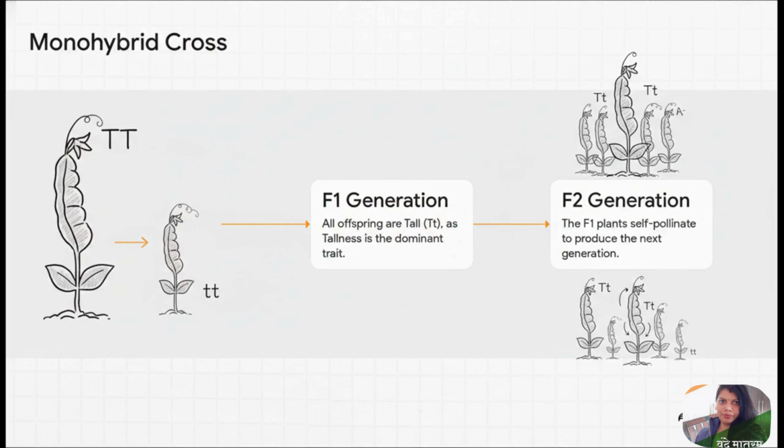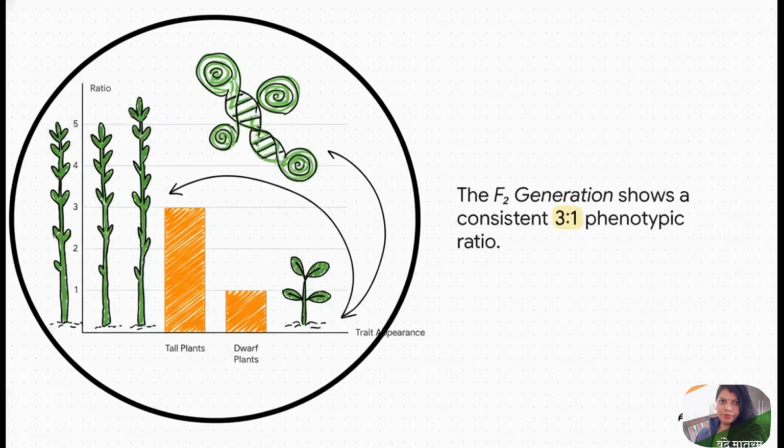The result in this first generation, the F1 generation, was unexpected. Every single one of the offspring was tall. Not kinda tall, not a mix, all tall. It was as if the dwarf trait had just vanished completely. Then he let this new generation of tall plants self-pollinate just to see what would happen next. And in that second generation, something truly remarkable happened.